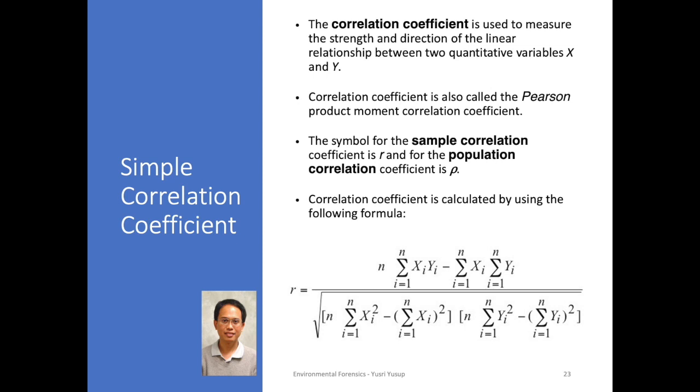The symbol for the sample correlation, sample as opposed to population, where sample is a smaller subset of the population, is denoted as small letter r, while the population correlation coefficient is denoted as rho, Greek letter rho. Correlation coefficient is calculated using that equation as mentioned before, where we process the data per column and we produce products of the data between columns and subtract between them and divide and take the square root and so on to calculate the correlation coefficient.